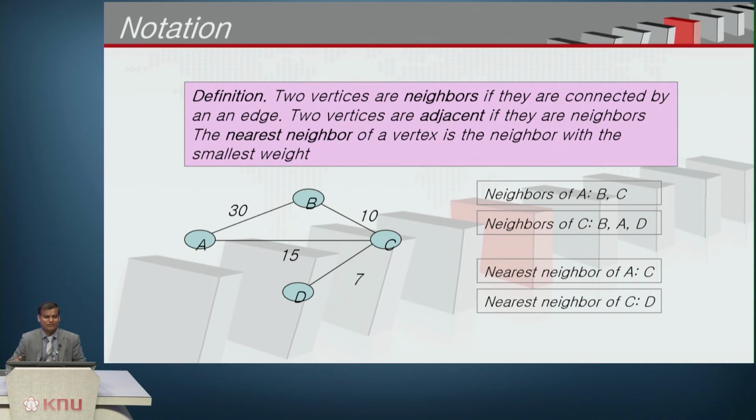The nearest neighbor of a vertex is the neighbor with the smallest weight. So the nearest neighbor is the one which has the smallest weight. For example, the vertex C has 3 neighbors, A, B and D, but you could say D is the nearest neighbor because it has the smallest weight.